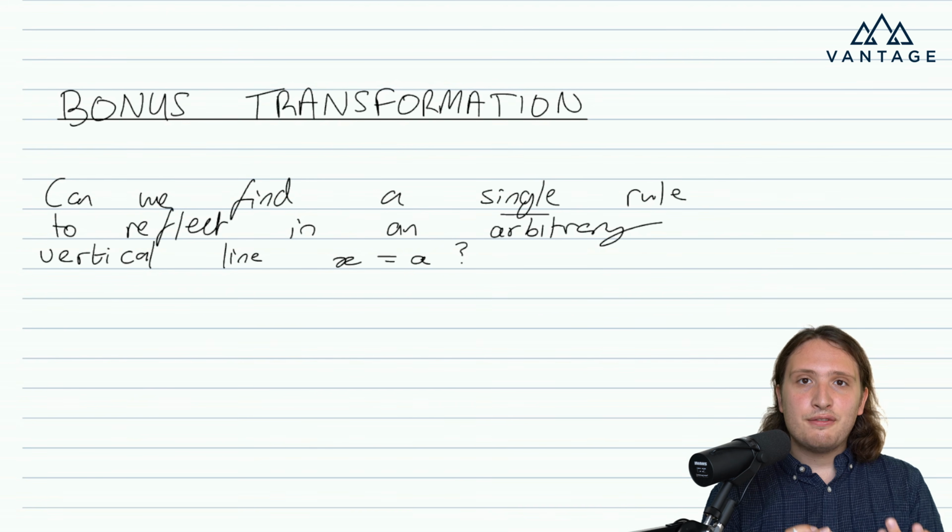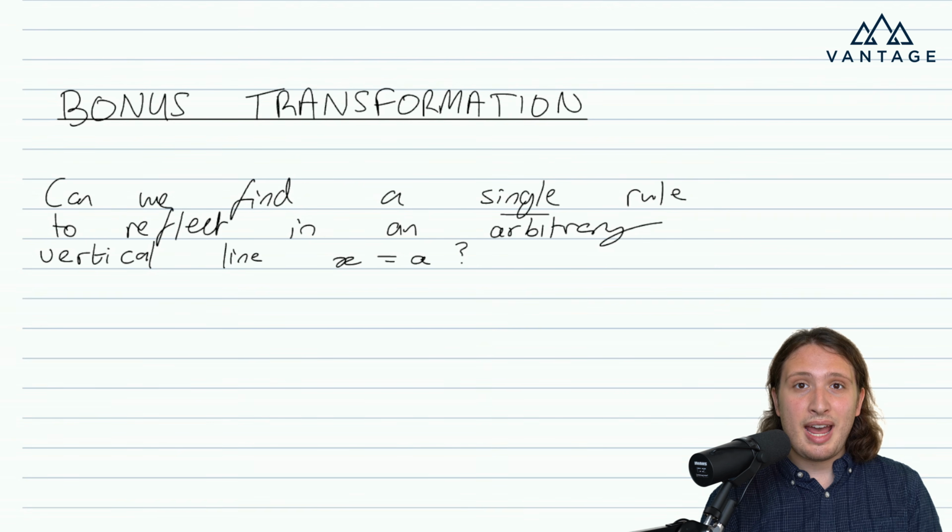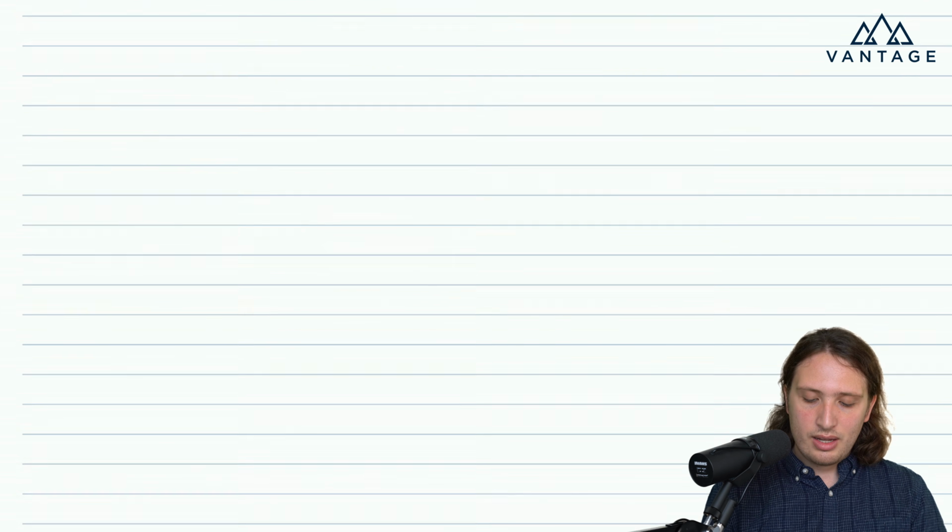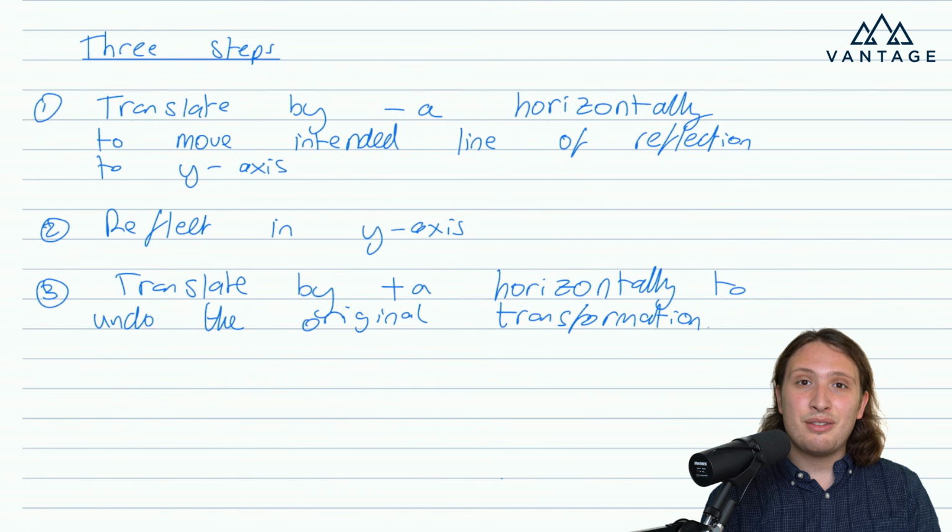The way to find a single rule which implements this is pretty straightforward. If we can identify a sequence of simpler transformations which has this overall effect, we can then simply study what happens if I perform those transformations one after the other, and we can take the end result as our rule. So here is a simple set of transformations which will clearly have the effect of reflecting in x equals a.